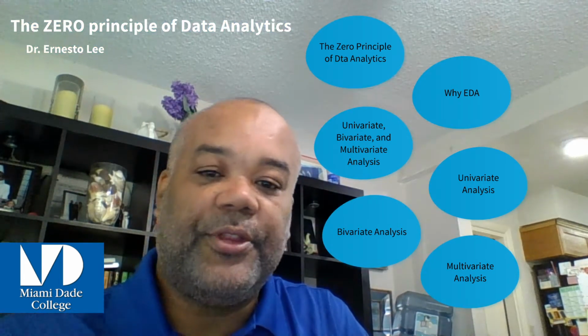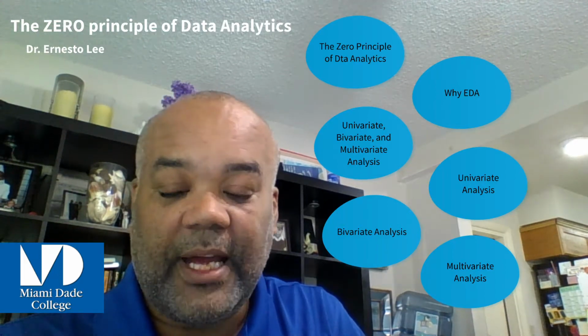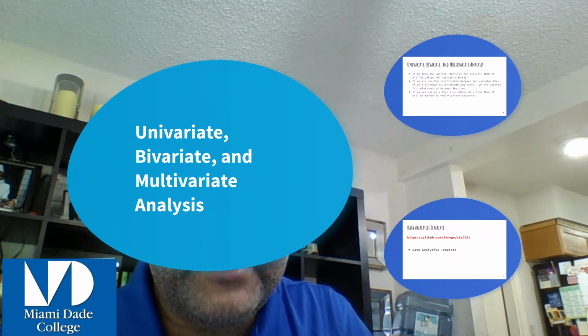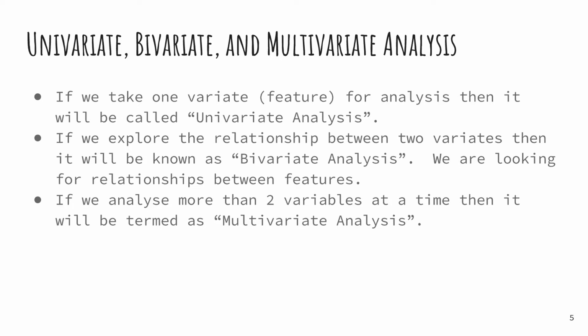Okay, let's talk about the three different ways that you can analyze data. And that's going to be univariate, bivariate, multivariate analysis. What does that even mean? So if we take one feature or one column of your data and we decide to analyze that and squeeze as much data out of that as we can, that's considered a univariate analysis.